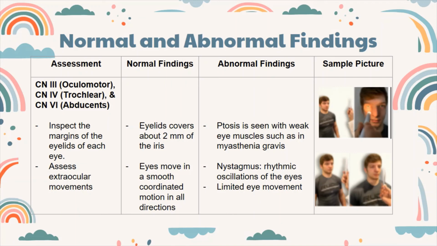Abnormal findings include nystagmus, arrhythmic oscillation of the eyes, seen in cerebellar disorder; limited eye movement, seen in increased intracranial pressure; and paralytic strabismus, a paralysis of cranial nerve number 3, number 4, and number 6. Presented on your screen is a sample picture.